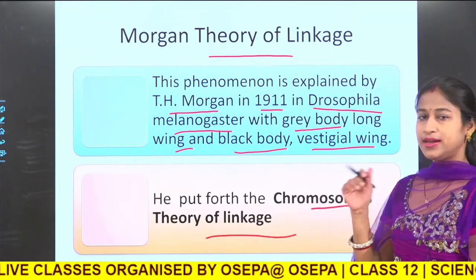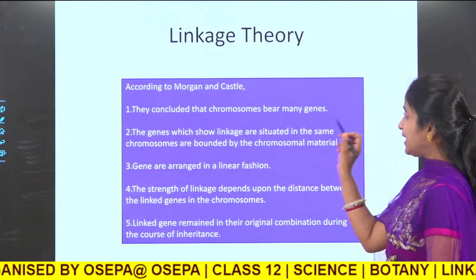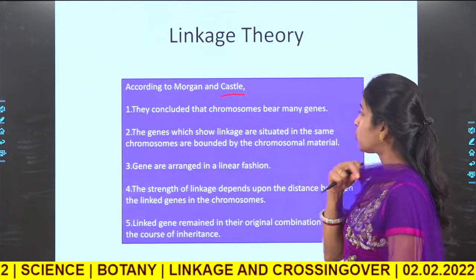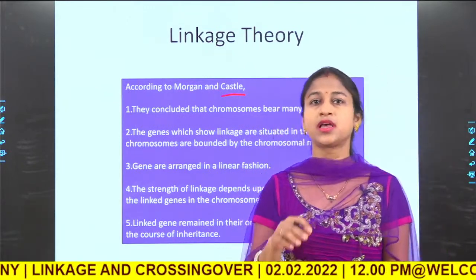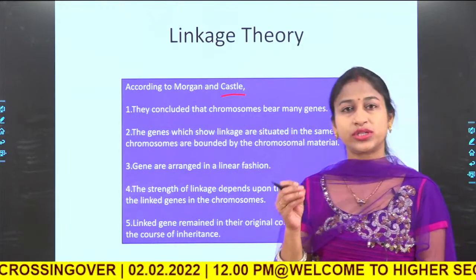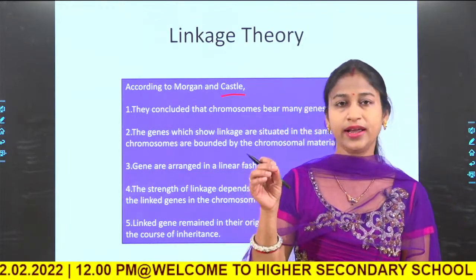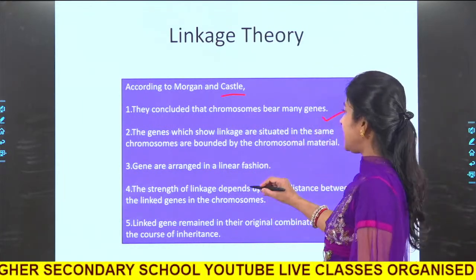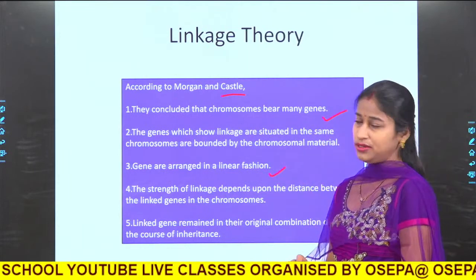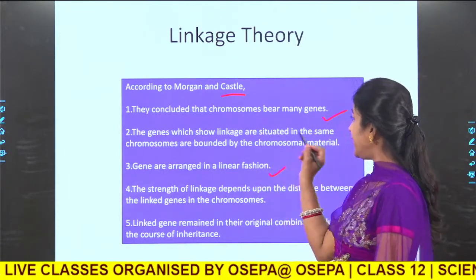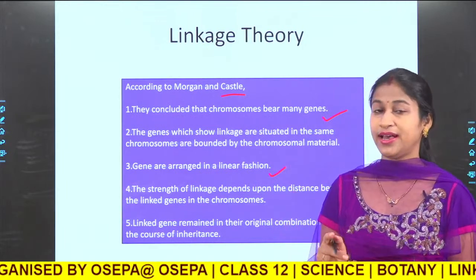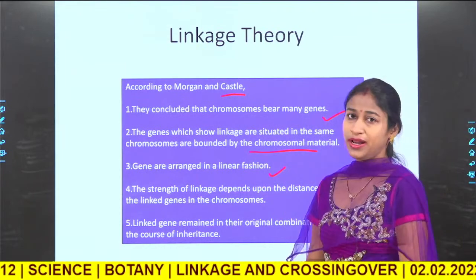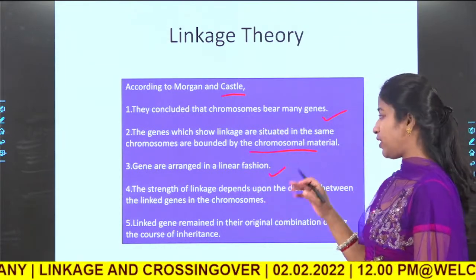What does it say? Let's have a look. The linkage theory says, according to Morgan and Castle and other scientists, that the chromosome bears many genes. Genes are arranged linearly on chromosomes. The genes which show linkage are situated in the same chromosome and are bound by the chromosomal material. I will show you by drawing the diagram.